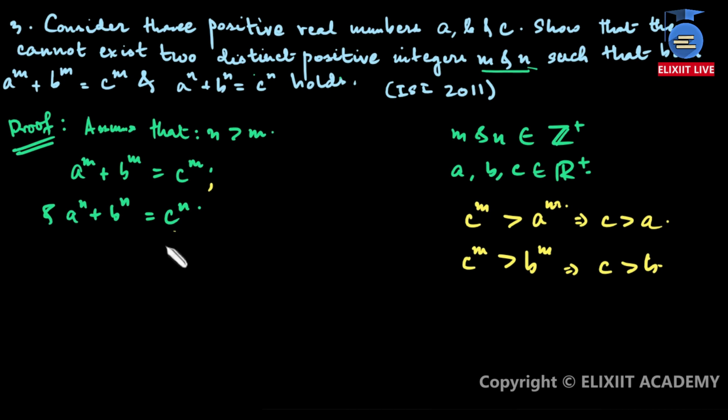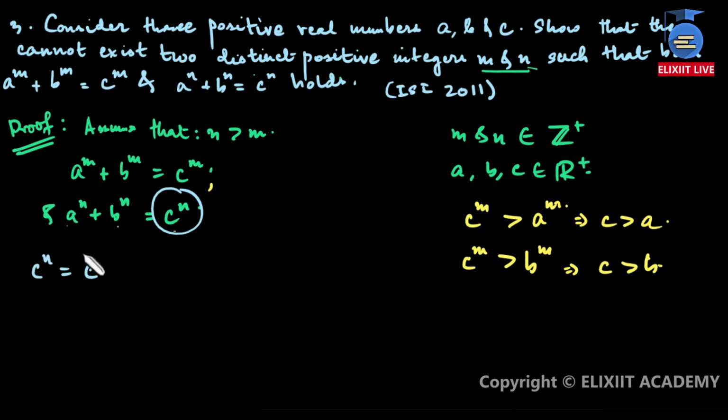So if you see from here, c to the power n is given. Now let's come down to this equation. So we are done with the first equation. Come down to this equation. C to the power n is given. A to the power n plus b to the power n is c to the power n. Let's write this as c to the power n equals c to the power.